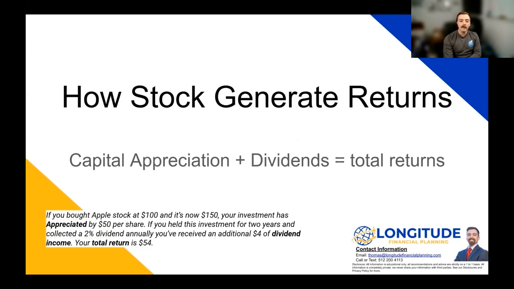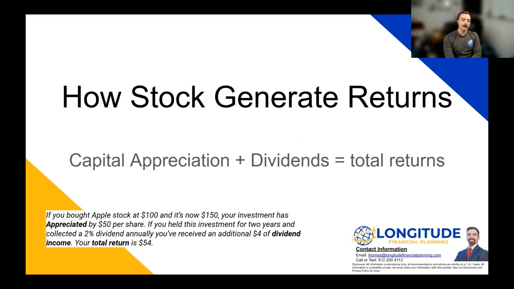So how does stock generate returns? There are 2 ways that stocks generate returns. It's in capital appreciation and dividends. Those 2 together is the total return. Total return is normally what you would see in the stock market. For example, the S&P 500 is up 15% this year. That number is usually the total return.